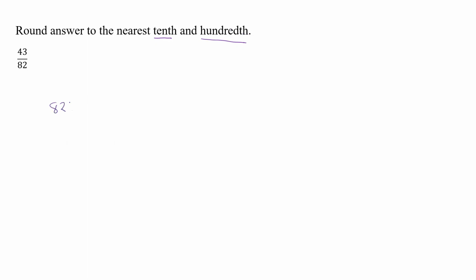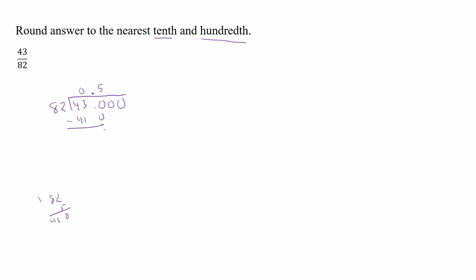So 82 into 43. And we know we have to go out to at least the thousandth. So that's 10th, 100th, thousandth. And so we know we're going at least that far. All right, well, 82 goes into here 0 times. Now, 8 times 5 will give us 40. So let's try 82 times 5. So that's going to be 10. That's going to be 41. So that'll work. So we have a 5. So it's going to be 410.